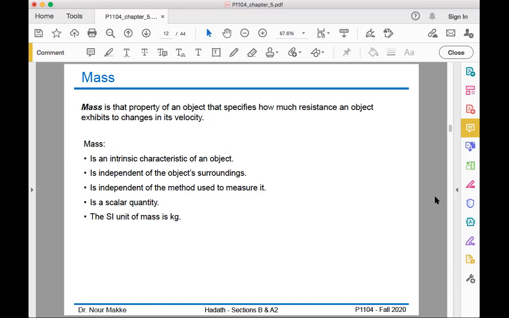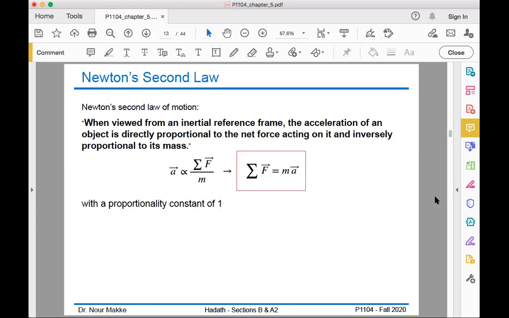The mass is an intrinsic characteristic of an object. It's just like the electric charge, for example. It's independent of the object's surroundings. So wherever the object is placed, the mass is the same, it does not change. It's a scalar quantity, which means that it's a number. And of course, the SI unit of the mass is the kilogram.